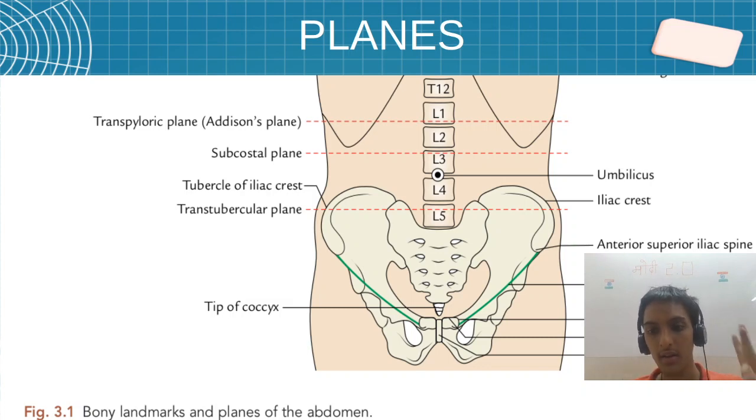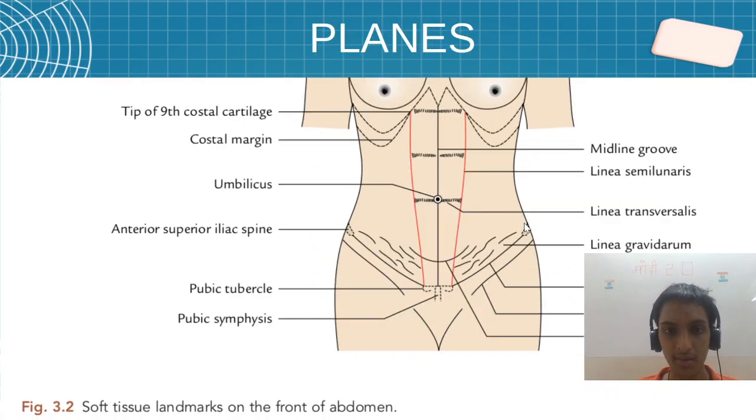So now I will tell you to remember three important planes. Please remember this, it is very important. First will be L1, where the transpyloric plane of Addison will pass through. Through L3 you are finding the subcostal plane. Through L5 you are finding the transtubercular plane. Okay. So these are the three planes.